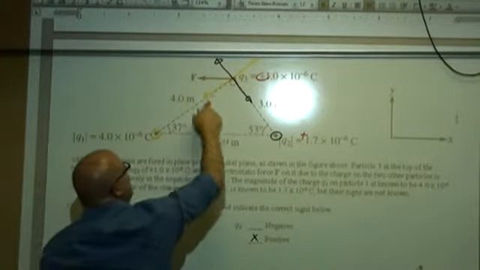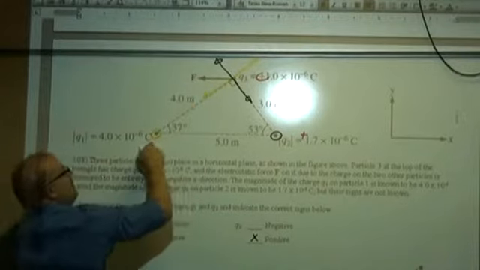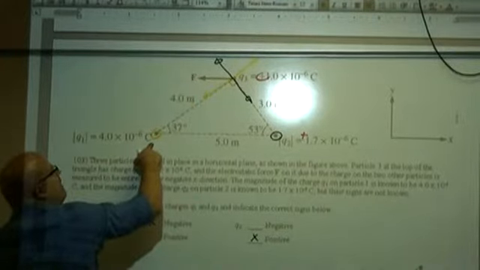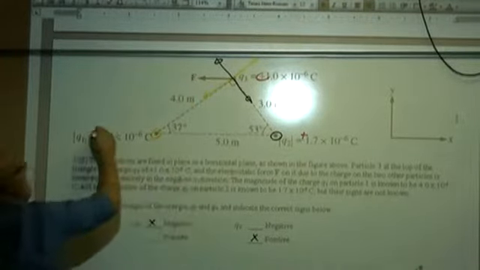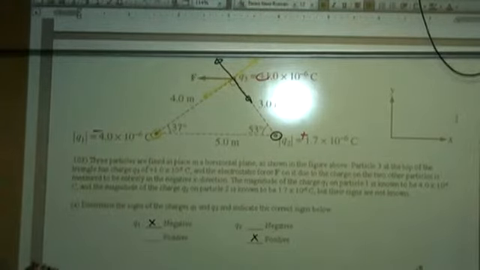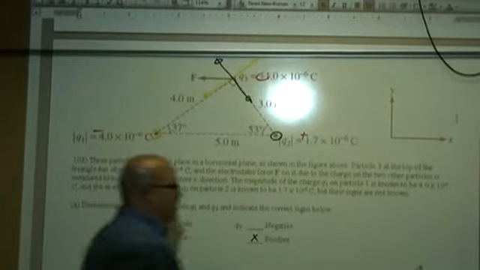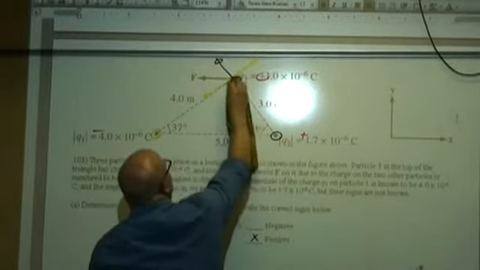And this one's got to attract to give you a force in this direction. And so this one's got to be positive and it's got to be negative. So there you go. All right? So we have that going for us.